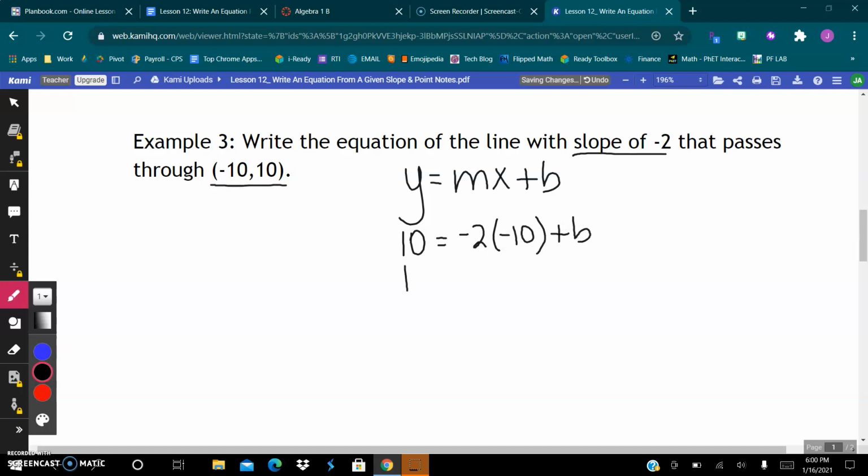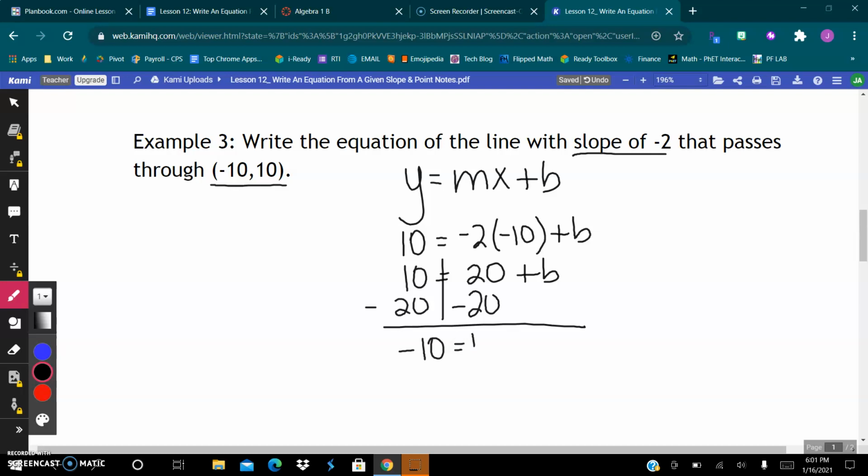Simplify, negative 2 times 10 is positive 20. And then our one-step equation, that's a positive 20, so we're going to have to subtract 20 from both sides. And 10 minus 20 is negative 10. So that's our y-intercept. So we have y equals, our slope is negative 2, and our y-intercept is negative 10, so we put minus 10.